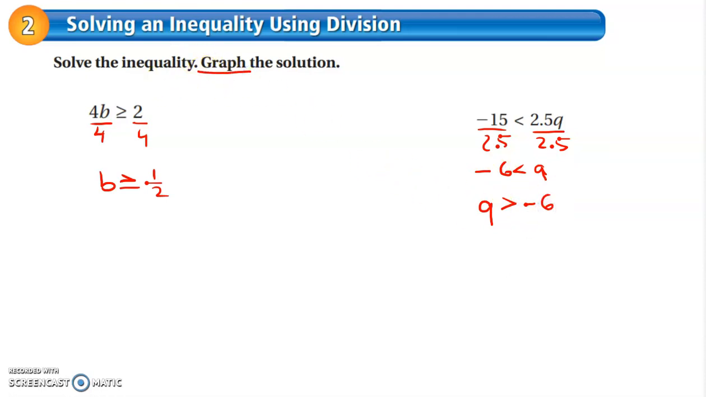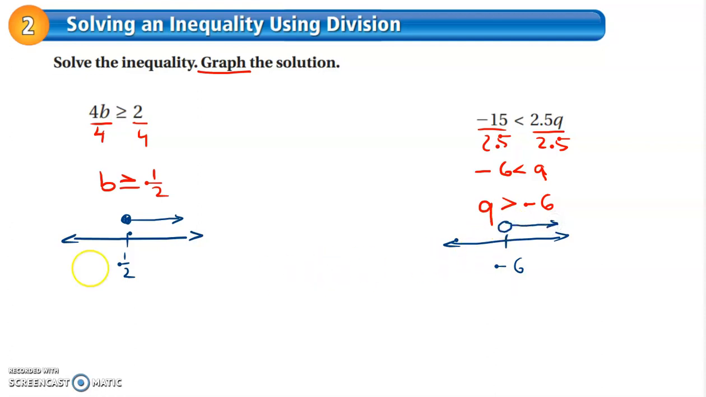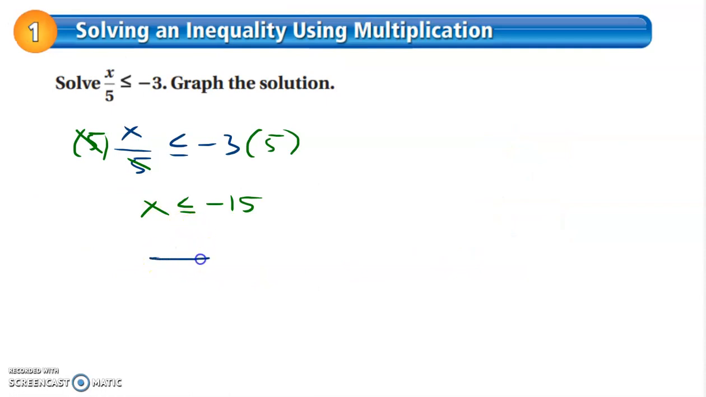Now it says to graph the solution. So when you're graphing this, put your number in the middle here. We've got 1/2, and b is greater than or equal to, closed circle, and to the right. Here we have a negative 6, and then this is greater than, so open circle to the right. I think we forgot to graph this one. Here we have negative 15, and this is less than or equal to, so closed circle to the left.